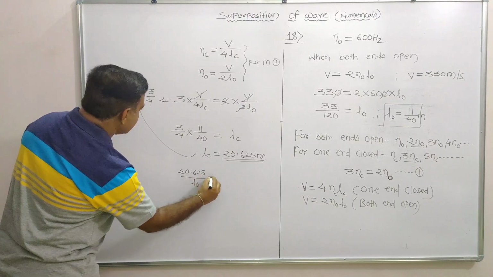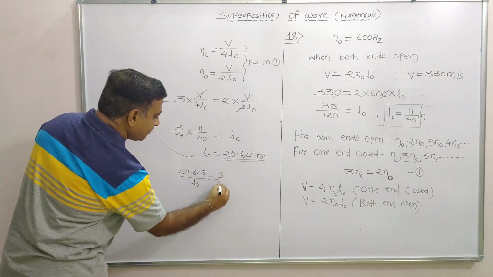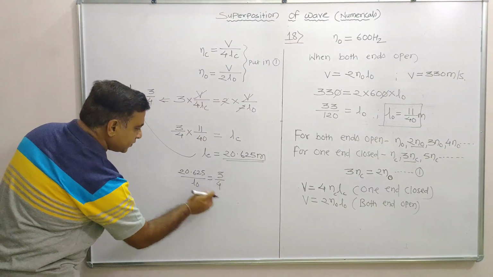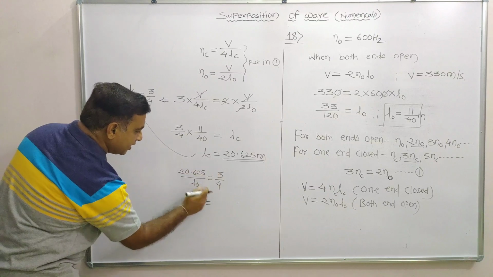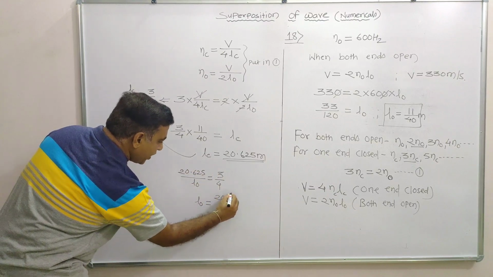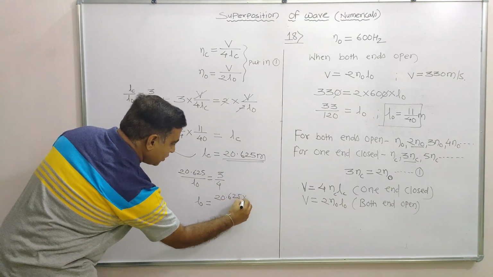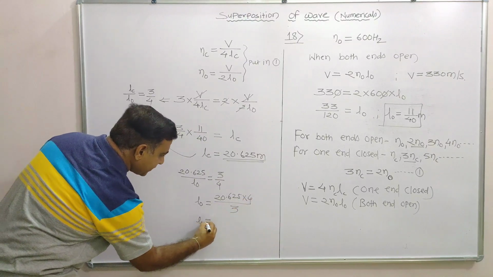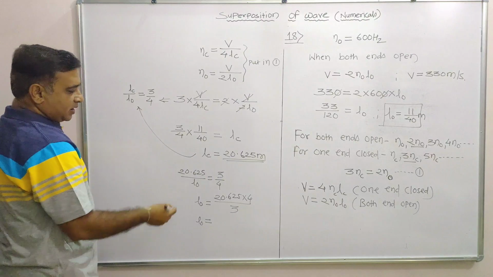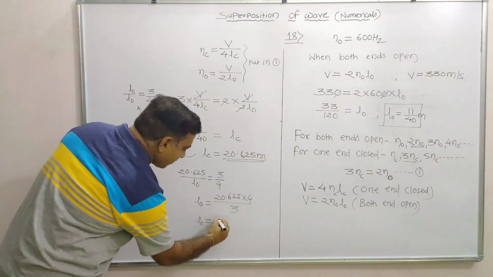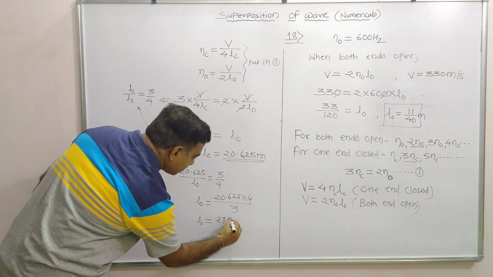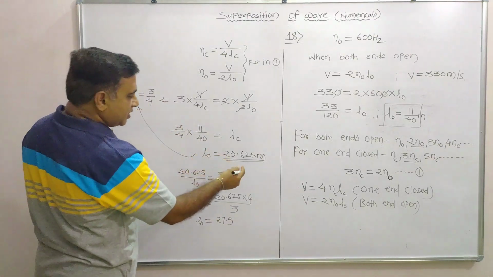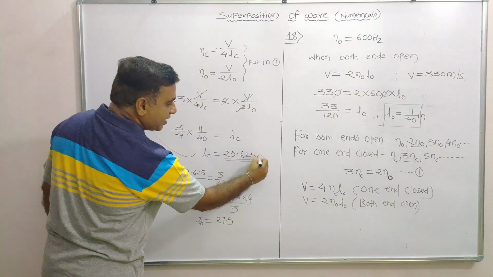11 by 40 means it comes out to be 4 divided by 3. So it comes out to be how much? That answer comes out to be, see, LC is equal to 3 by 4, 11 into, right. So LC is equal to how much?